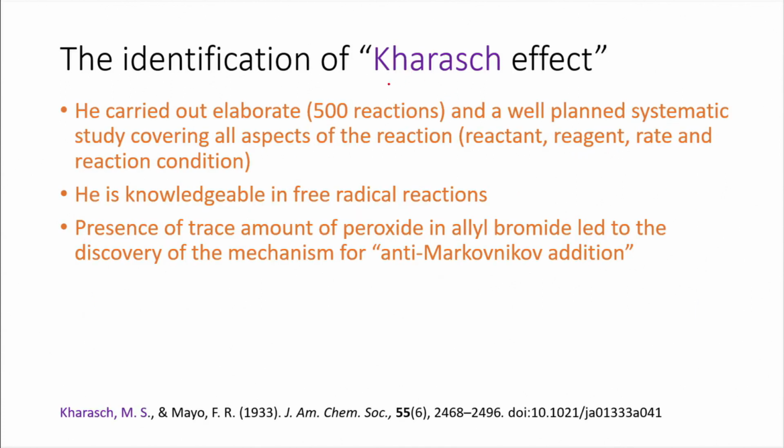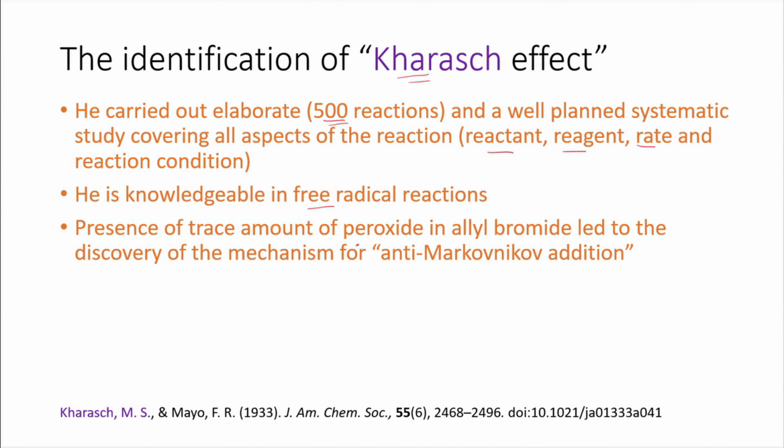Of course, if we talk about the peroxide effect, this is also called the Kharasch effect. In this particular case, you may wonder how the peroxide effect was identified by Professor Kharasch. He had carried out close to 500 different types of well planned and systematic reactions, studying changes in reactant, reagent, rate and reaction conditions. He also had a very good knowledge of free radical reactions. So, all these things were responsible for him identifying the peroxide effect.